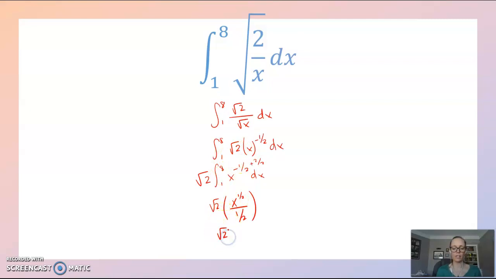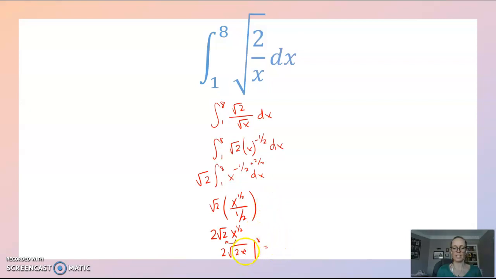And so I have 2 times the square root of 2, x to the 1/2, which I can also go ahead and put this x inside there with the 2. So 2 times the square root of 2x. And let's evaluate that at 1 and at 8. So I'm going to start by plugging in 8.